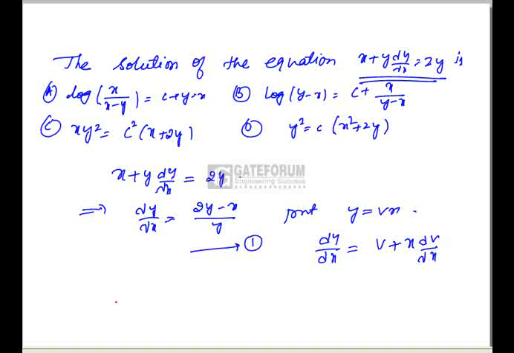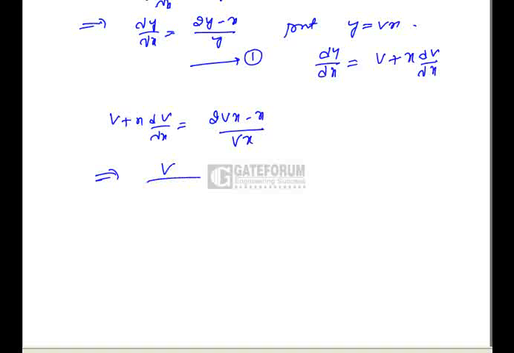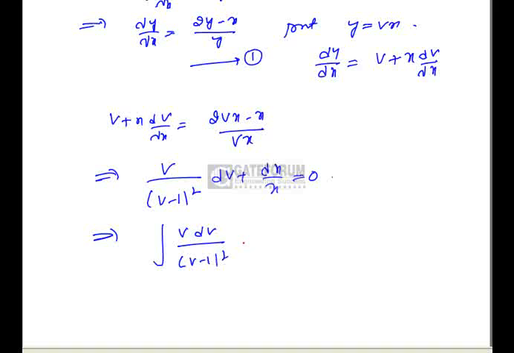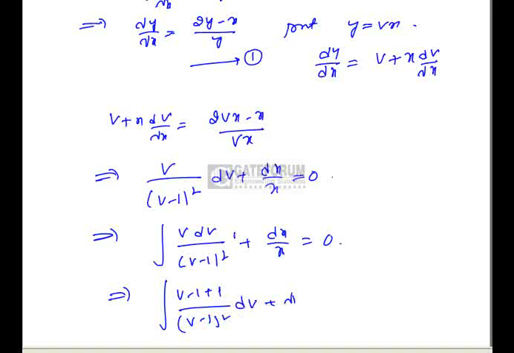If we substitute, it will be v plus x into dv by dx is equal to (2vx minus x) by vx. And if we simplify, it will be (v by (v minus 1) whole square) into dv plus dx by x is equal to 0. It is nothing but v dv by (v minus 1) whole square plus dx by x is equal to 0. That implies if we integrate, it will be integral of v by (v minus 1) whole square dv plus integral of dx by x is equal to 0.